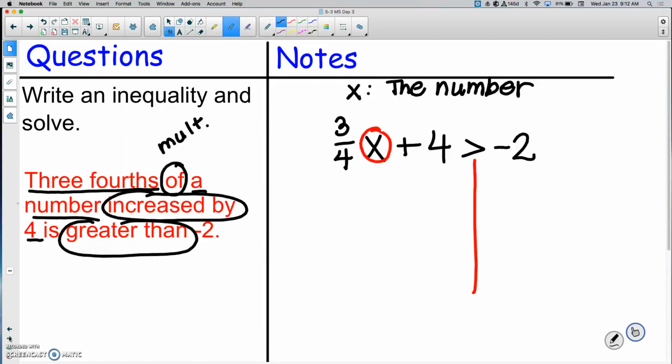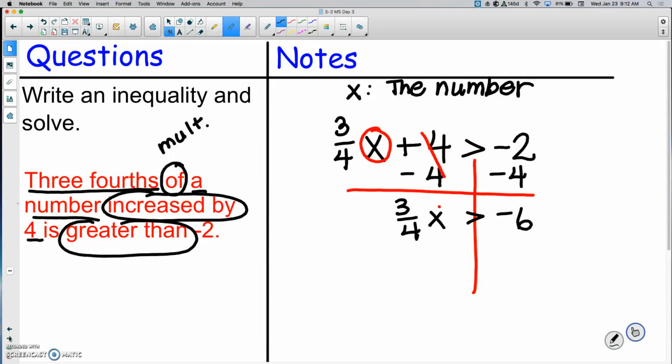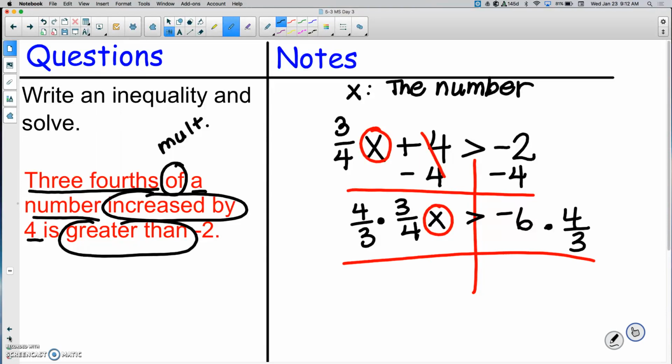Now I only have one variable here, so I can subtract 4. So 3/4 x is greater than negative 6. And then remember, when you have a fraction times the variable, you should multiply by the reciprocal on both sides to clear your fraction. So reciprocal means you're just flipping over the fraction. So now the 4's and 3's all cancel out. Because that fraction is positive, I do not flip my symbol.